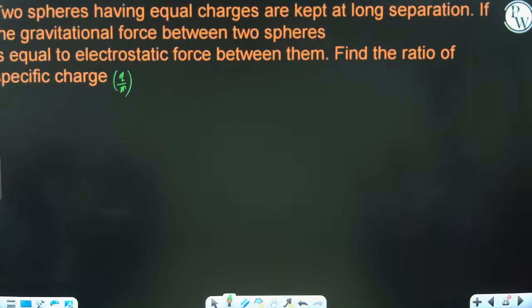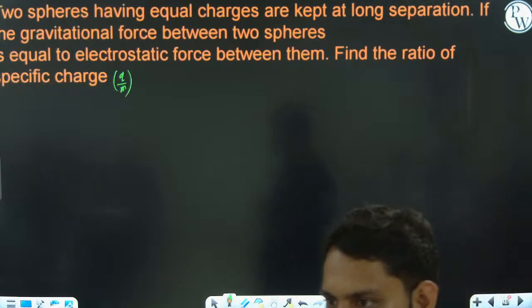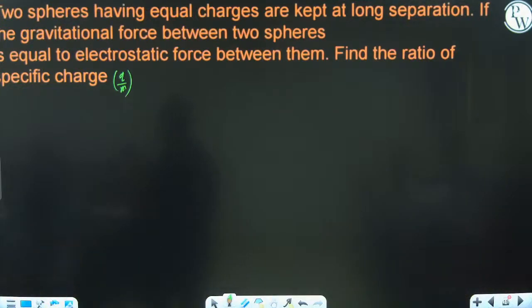There are two charged bodies. All charged bodies have masses also. So there are two forces acting: one is the electrostatic force and the other is the gravitational force. Since the charge is the same, the electrostatic force should be repulsive, and the gravitational force is always attractive. But the bodies are in equilibrium. What does it mean? It means the gravitational force and electrostatic force are equal. They want to find out Q upon M.